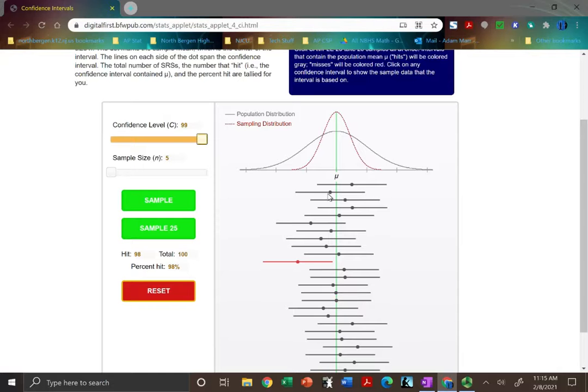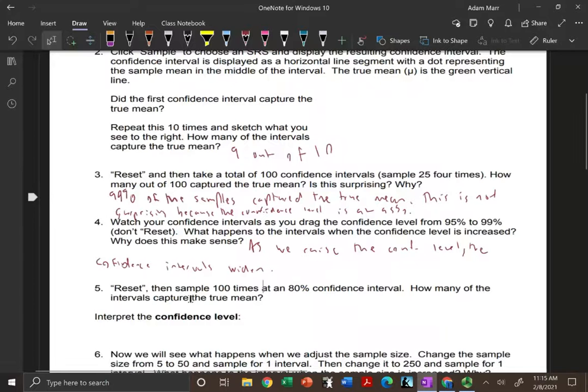So the reason why is if we are more confident, we have to be more sure that the intervals capture the true mean. All right, now, next, step 5, it says, reset, then sample 100 times at an 80% confidence interval. How many intervals capture the true mean?